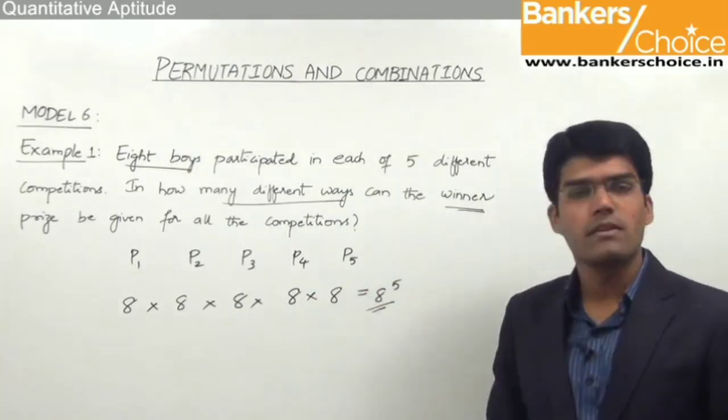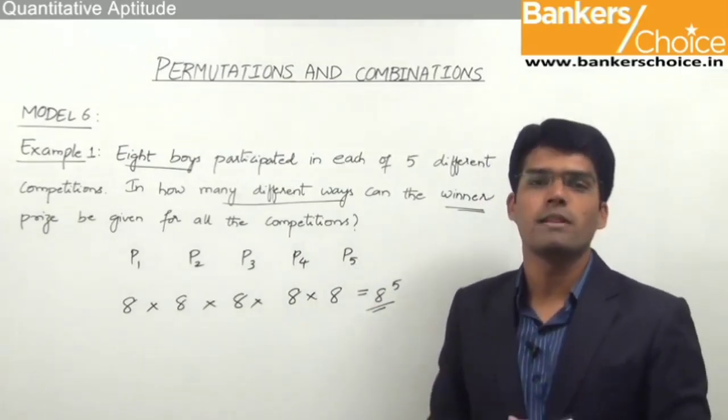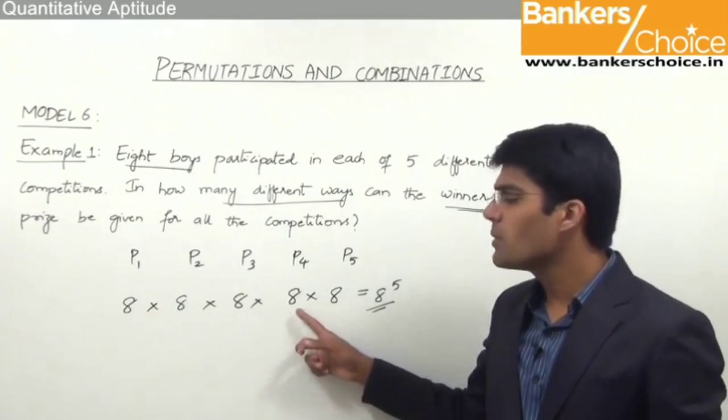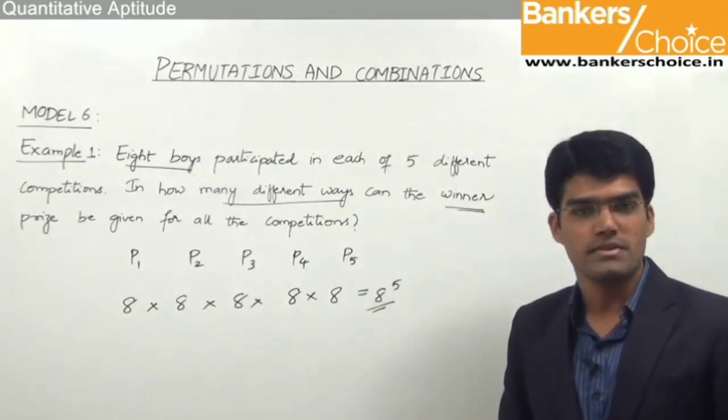So from this solution we can very clearly understand that the same boy or the same person can win in all the 5 competitions. So that is the reason we are taking 8 into 8 into 8 into 8 into 8. That means there are 8 ways of giving the prize for each of the competitions.